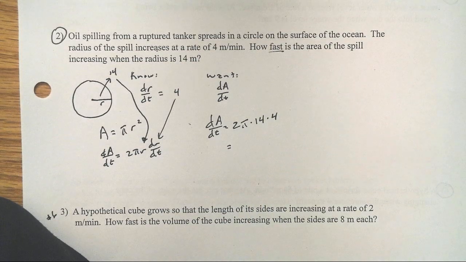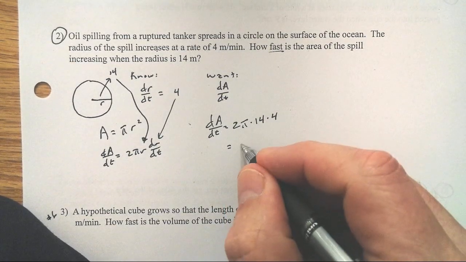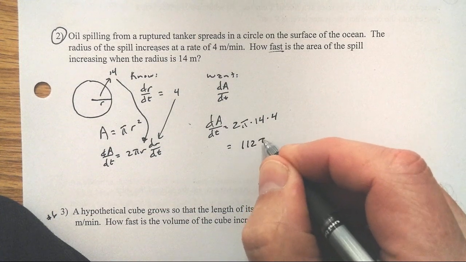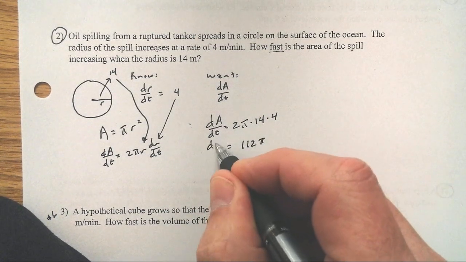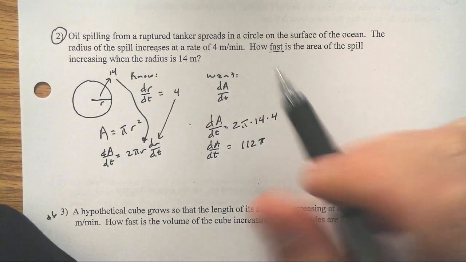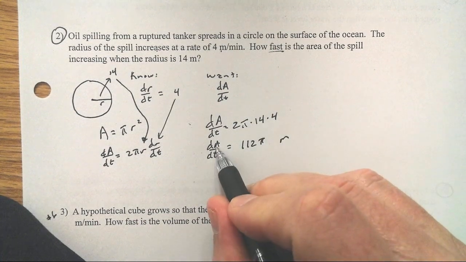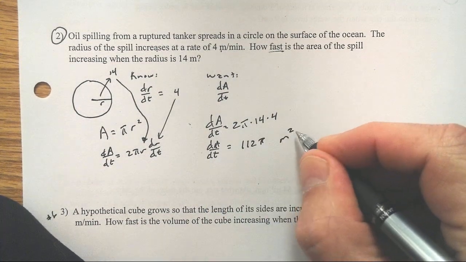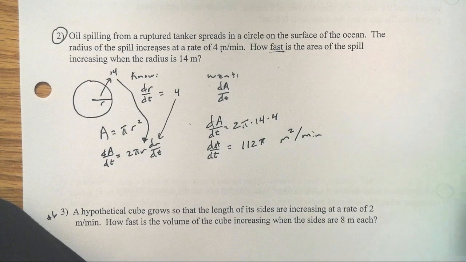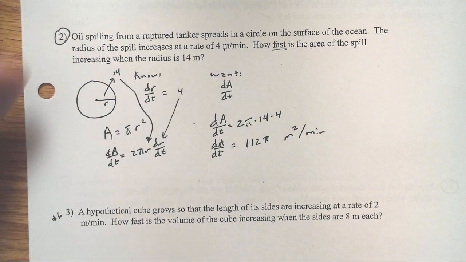Let's go, 28. My tough brain day today. We have 112 pi is dA/dt. Now we just have to get the units of measure together, and the units were in meters. This is area we're talking about changing, so that's meters squared per minute. And we got that one.